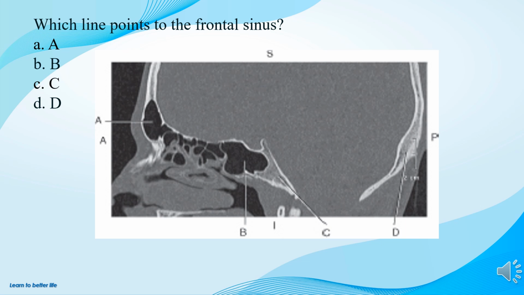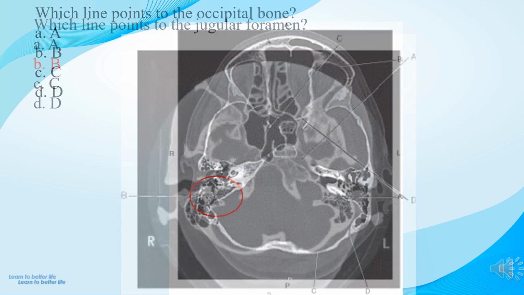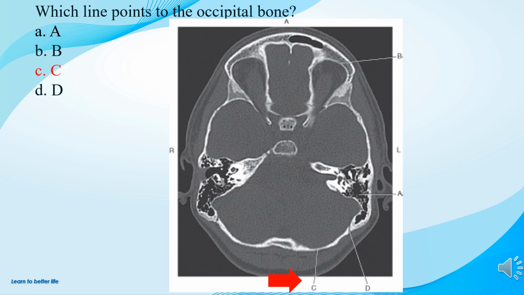Just kidding. Which line points to the frontal sinus? A, B, C, or D? The answer is A. Which line points to the jugular foramen? A, B, C, or D? The answer is B. Which line points to the occipital bone? A, B, C, or D? The answer is C.